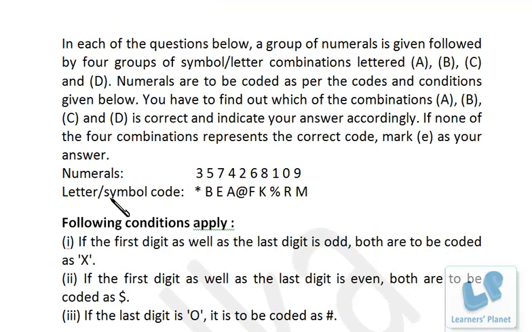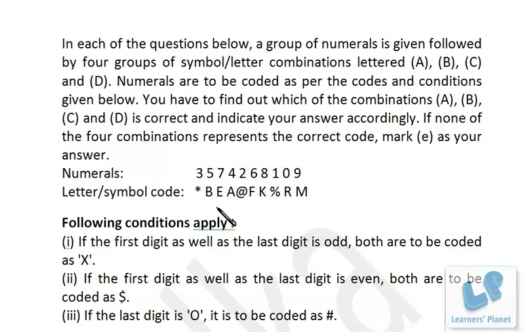Now friends, here a group of numerals is given followed by 4 groups of symbol-letter combinations. Numerals are to be coded as per the codes and conditions given below. You have to find which of the combinations A, B, C, D is correct and indicate your answer accordingly. If none of the 4 combinations represents the correct code, mark E as your answer.